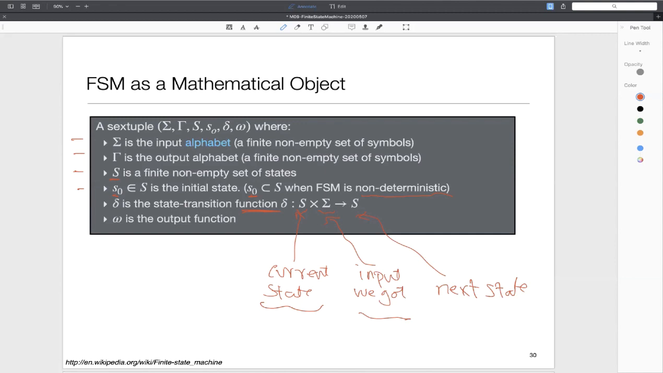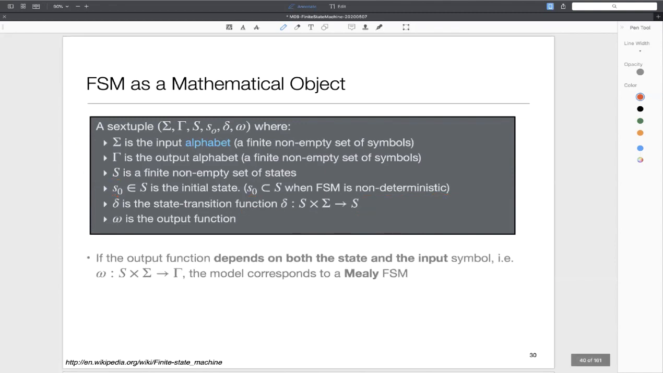And finally, omega is the output function. It is telling me what the output is. Depending upon Mealy or Moore, the output function behaves slightly differently. If I have a Mealy state machine, then remember in a Mealy state machine, the output depends upon both the state and the input. So in that case, omega takes state and input and tells me the output. It takes what state I am in, what the current input symbol is, and tells me what the output symbol should be.